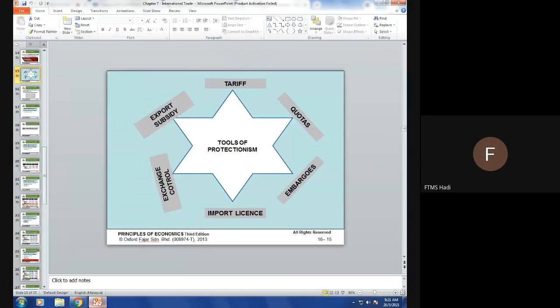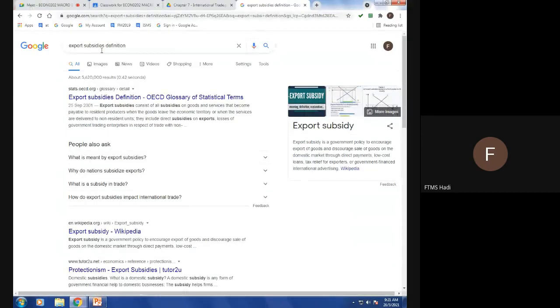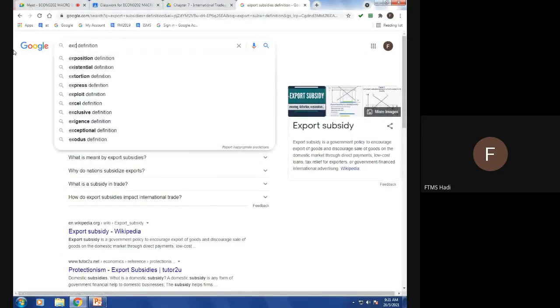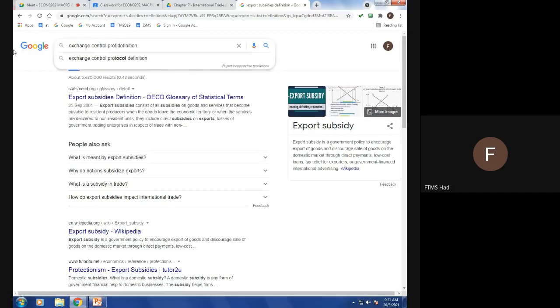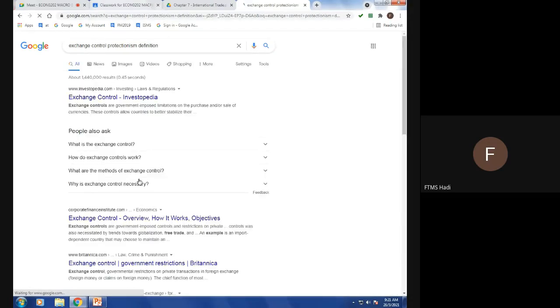Okay, next is exchange control. What does exchange control mean? The government imposes limitations on the purchase or sale of currencies. This one we're talking about currencies going in and out. Okay. The country doesn't want too much currency going out, because it will devalue the local currency.